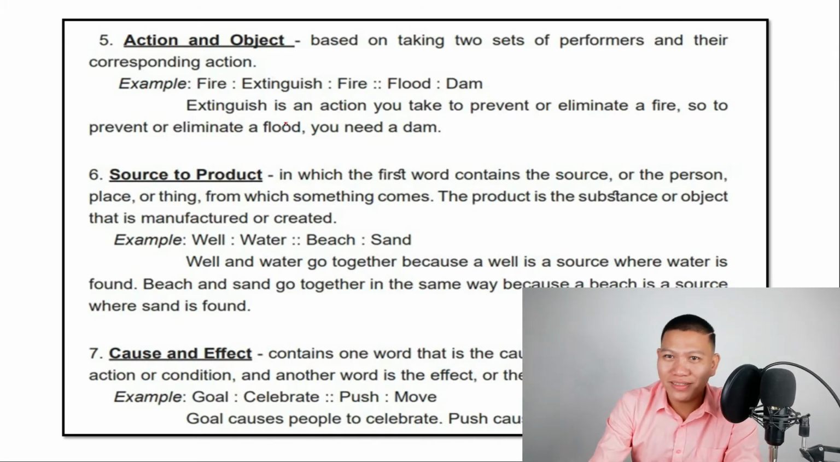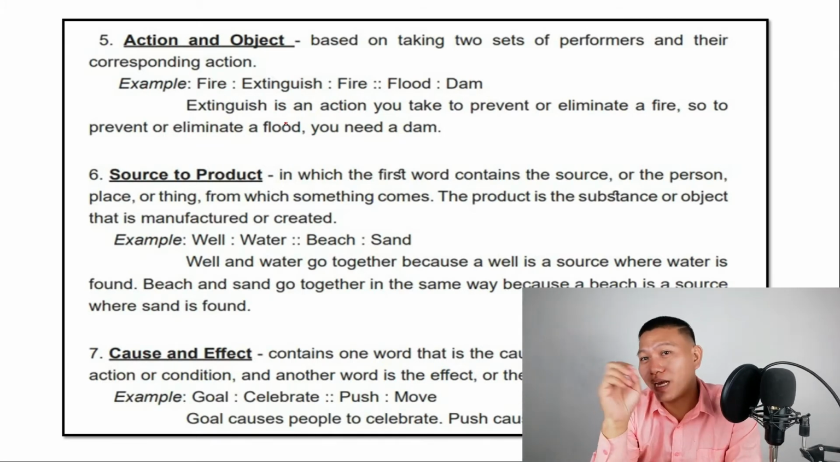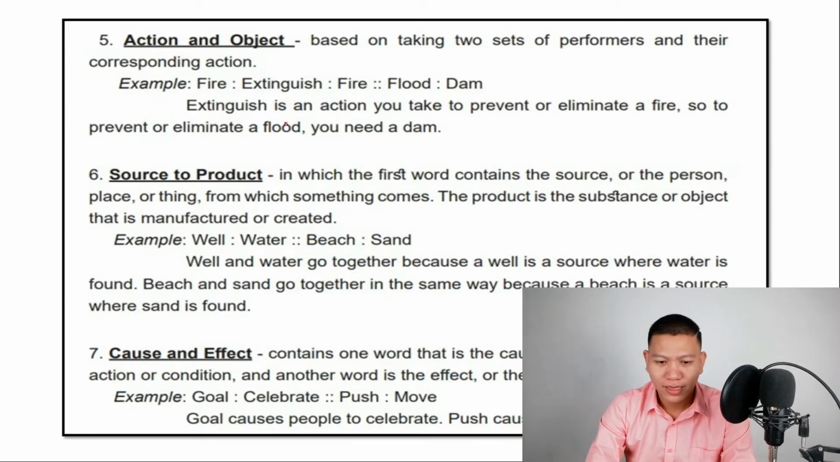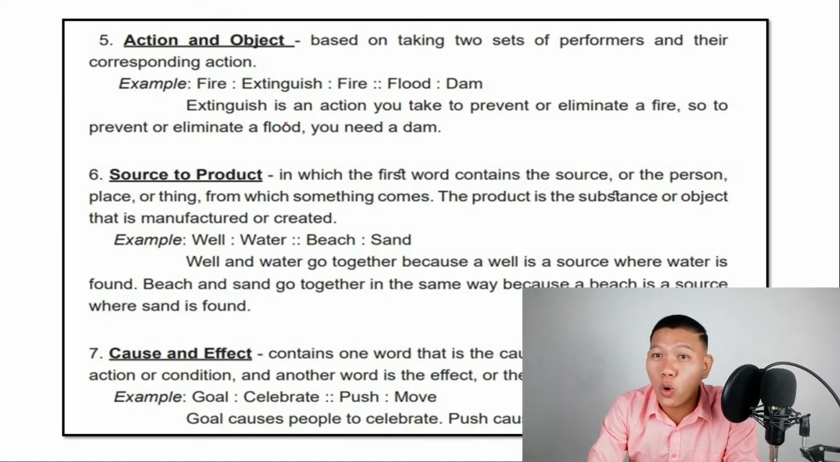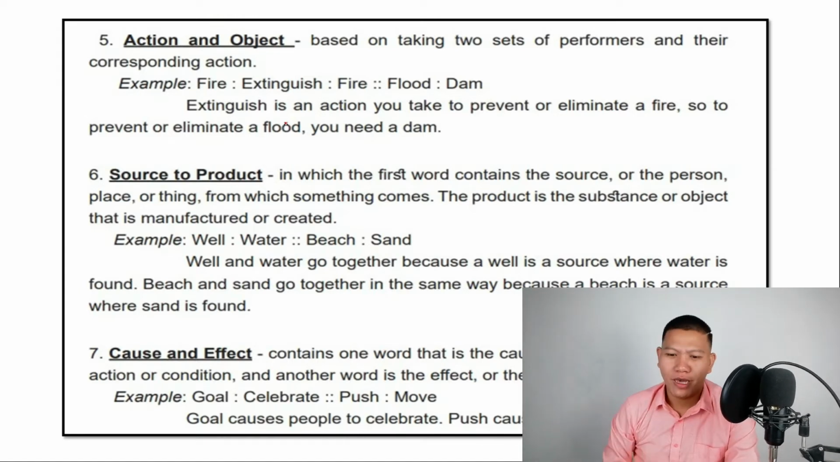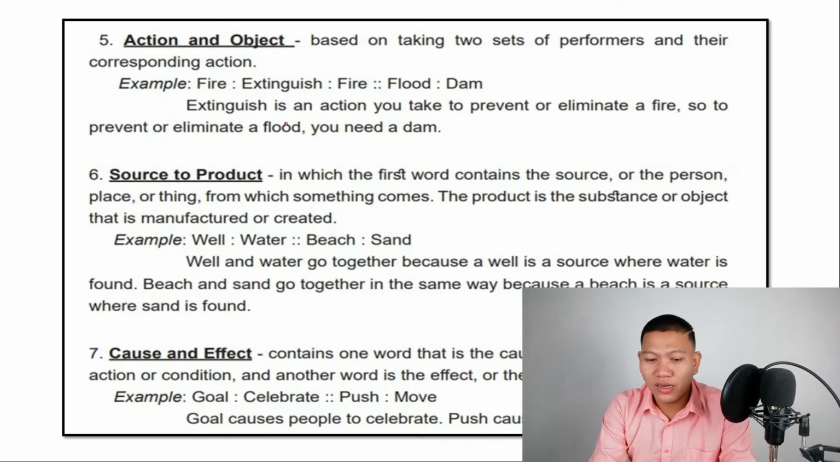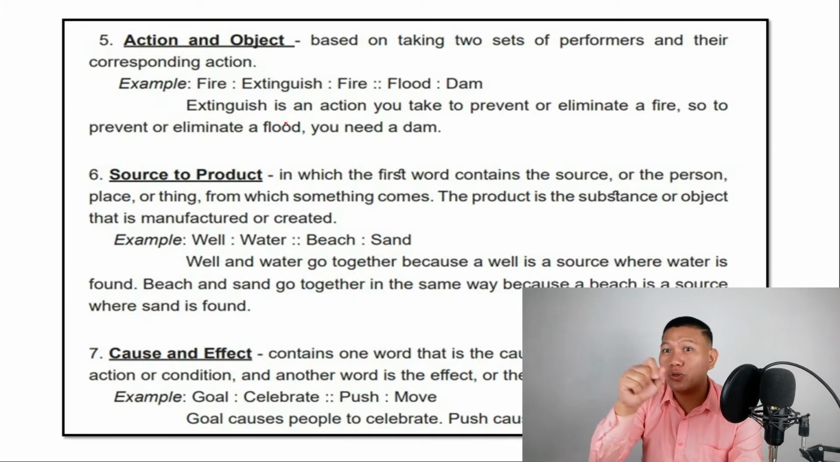Next. Oh, this one is easy. Cause and effect. The first word is a cause, and then the second word is the effect. So, goal is to celebrate. In the same way, push is to move. So what is the cause? We have two causes here. We have goal and push. So what are the effects of having a goal and having a push? Having a motivation. So their effects are, goal is to celebrate.